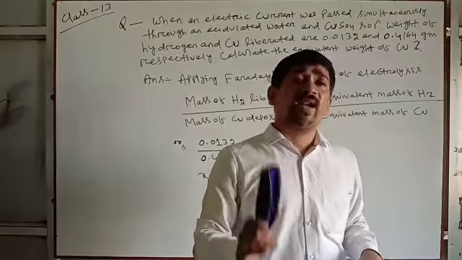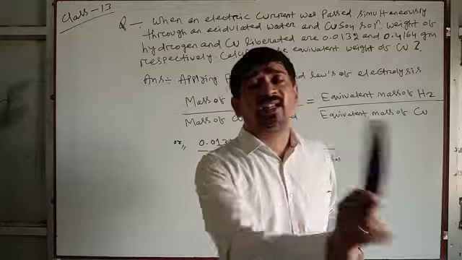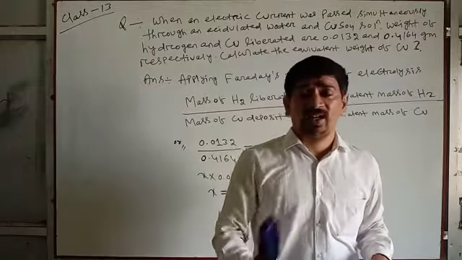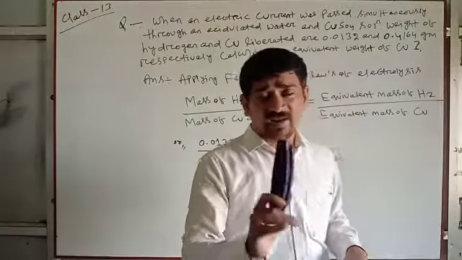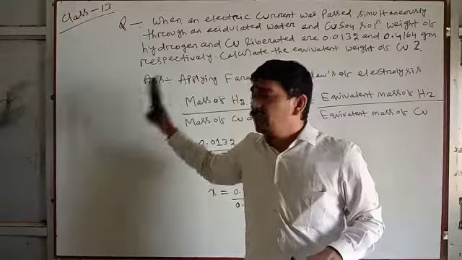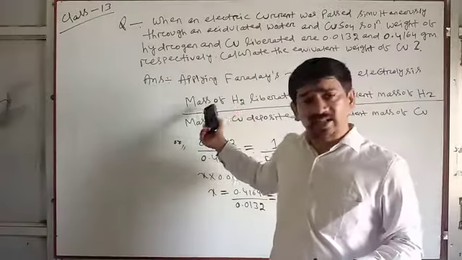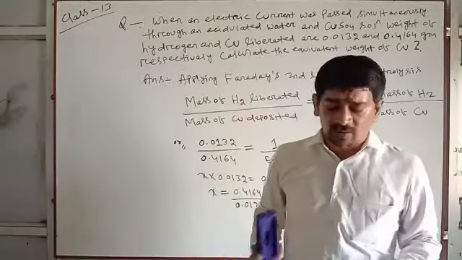Clear? State and explain. Explanation is 4 marks and the problematic questions are 3 marks. You have to first explain Faraday's first law and second law of electrolysis, then solve the problem. This particular problem he may put in your council exam. Clear? I will give you some problems, and you will also solve them in class.